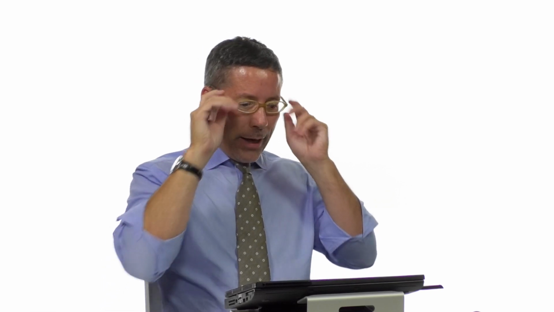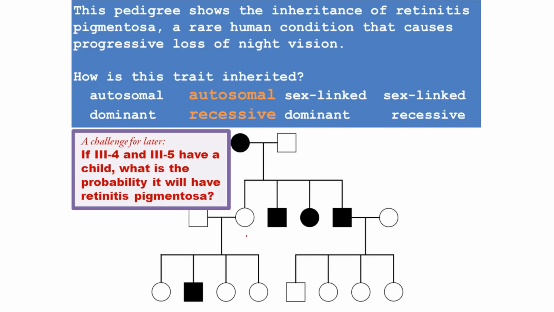You might get a question like this. After we've determined that this pedigree is consistent with autosomal recessive, then we'd say, all right, if individual 3-4, that means third generation, fourth individual over, so that's a female, and the male, third generation, fifth individual over, had a child, what's the probability that it has retinitis pigmentosa? Then you'd have to figure that out. What's the probability that they have a little b?